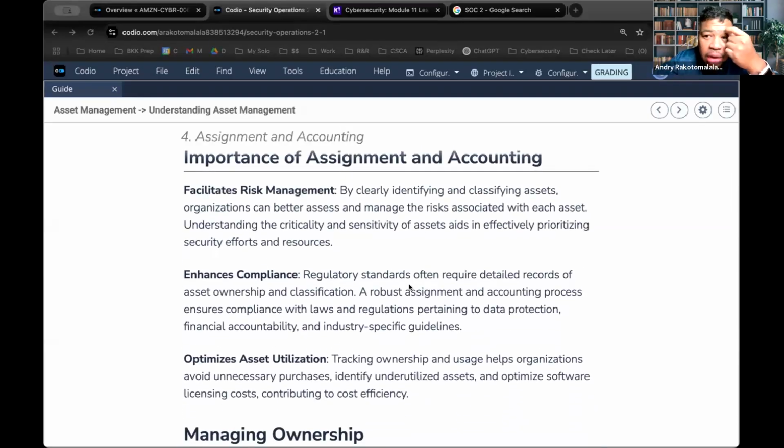And then enhanced compliance. This is just saying that when we have a specific asset or specific user, we can then understand how they function, why they're in that system to begin with, and be able to explain that to the compliance team and auditors.